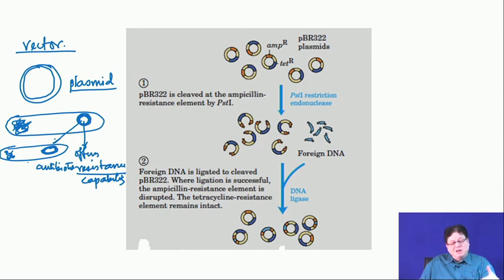So, plasmids have these characteristics: they have antibacterial resistance genes present, and there could be many genes. One is acting against tetracycline, another is acting against penicillin. Okay. There are many classes of antibiotics. So, there may be different antibiotic resistance genes present in the plasmid, and they can cross infect. They can also easily multiply.